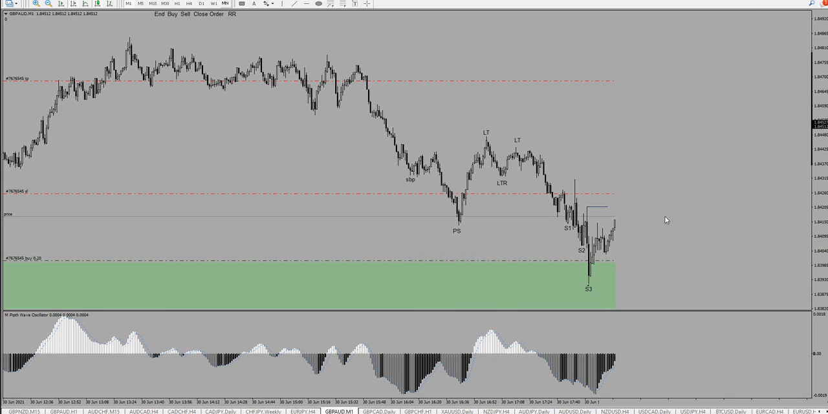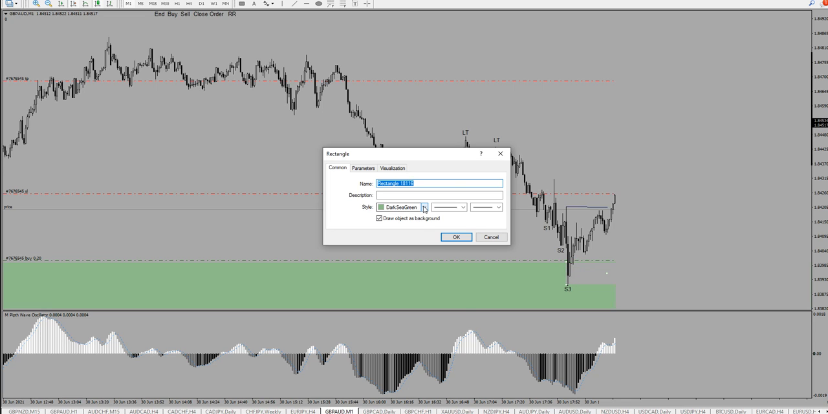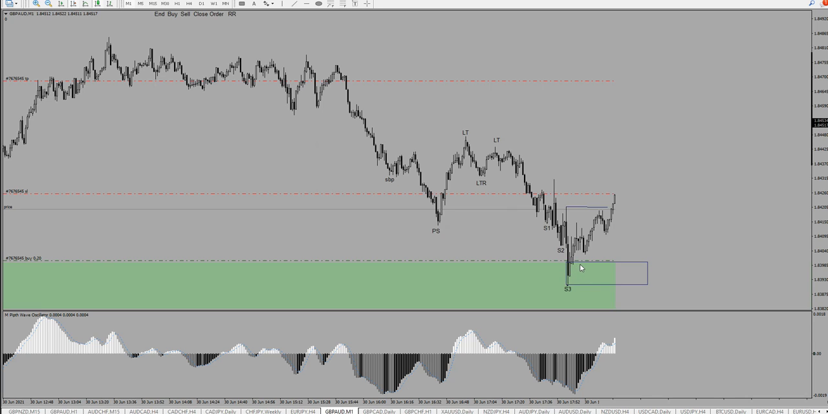As soon as the price breaks this minor structure, this is where we look for a CRAR entry, or what we call correction after reversal entry. After this break, we look left, and we see this demand, which becomes our point of entry. So you can see, this is where we decide to take a trade.